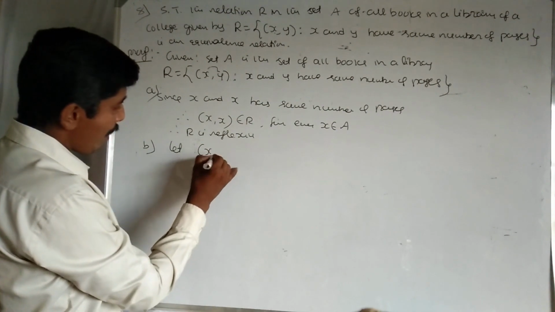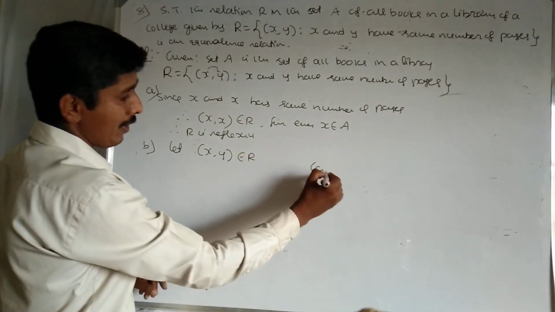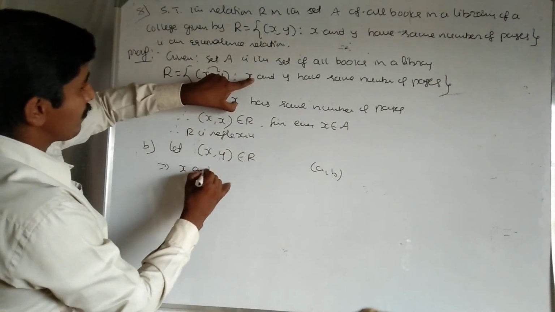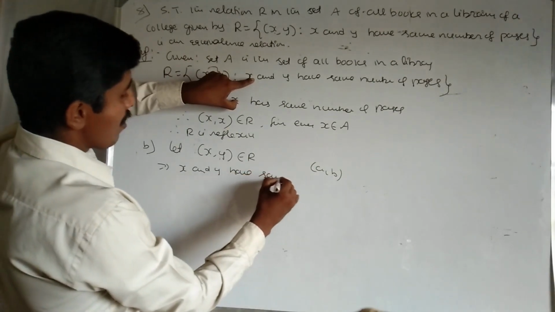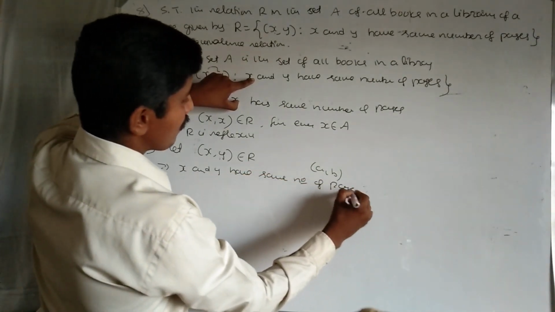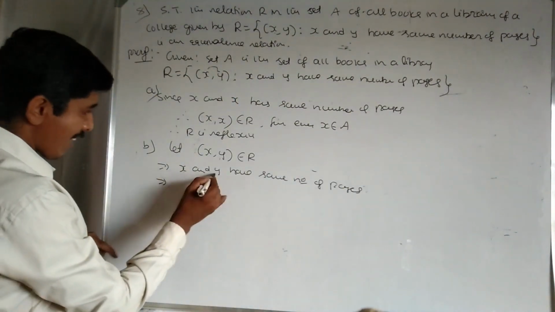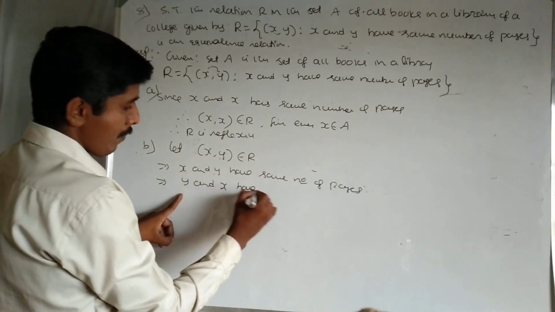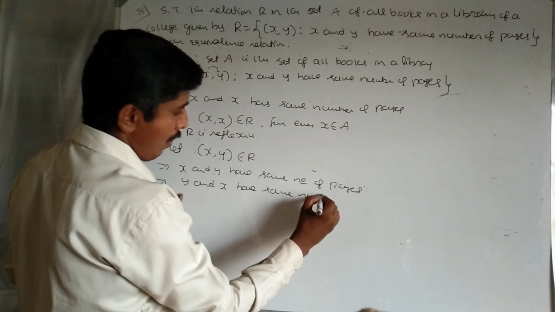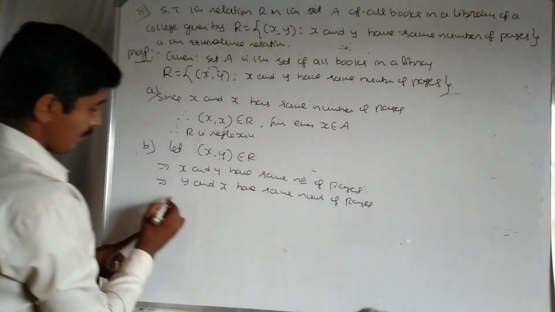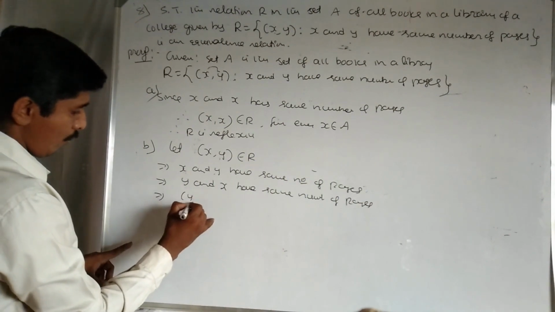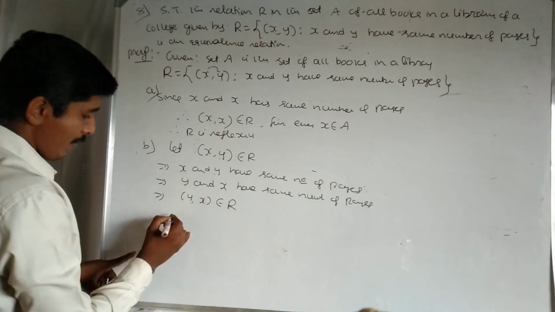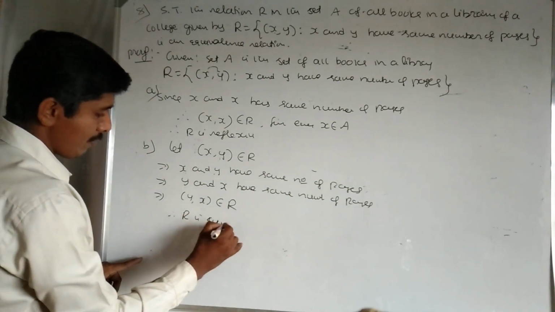Second one, symmetric. Let (x, y) belong to R. I am not taking (a, b) here. Write the relation between x and y. X and y have the same number of pages. Here interchanging x and y, again the same books. Y and x have the same number of pages. Therefore, here (y, x) belongs to the relation. (x, y) belongs to the relation, then (y, x) belongs to the relation. Therefore, the relation is symmetric.